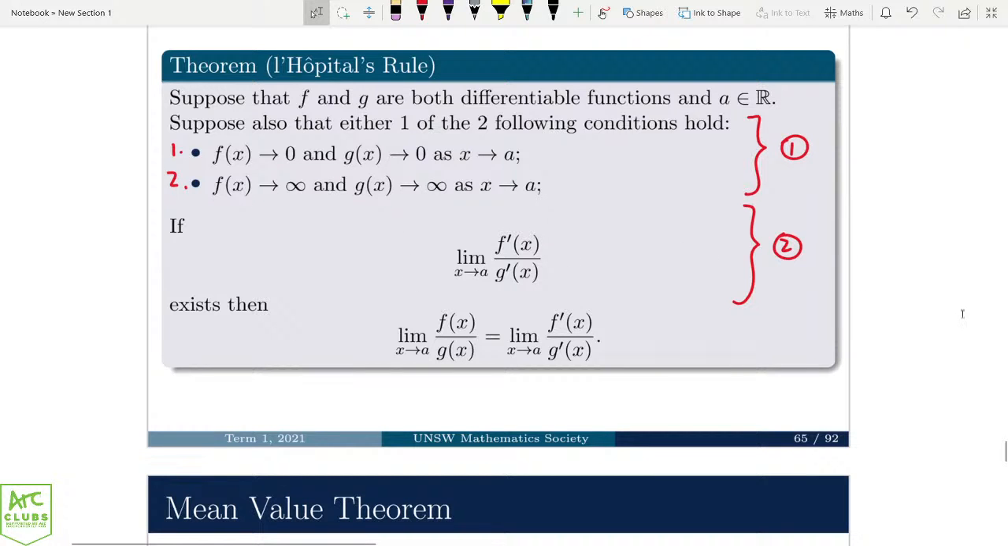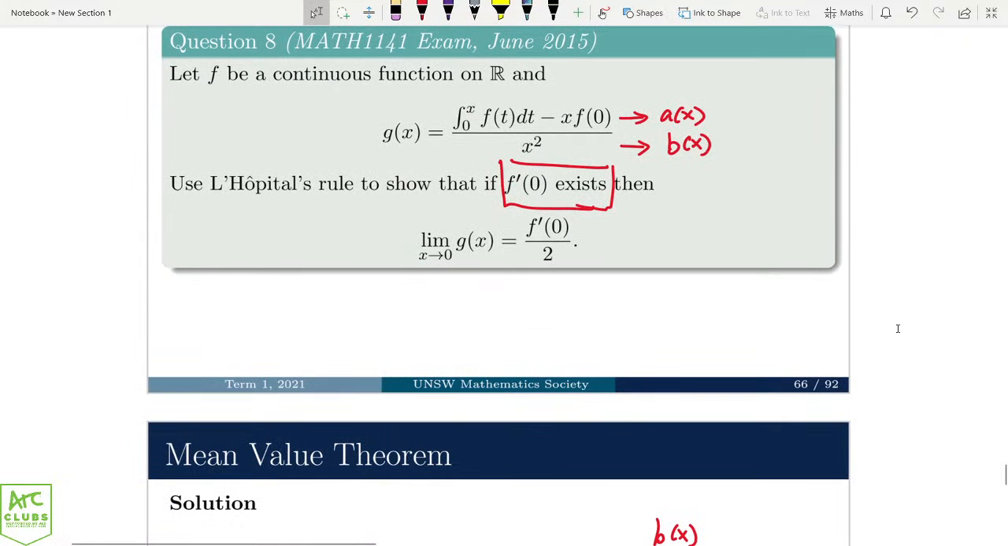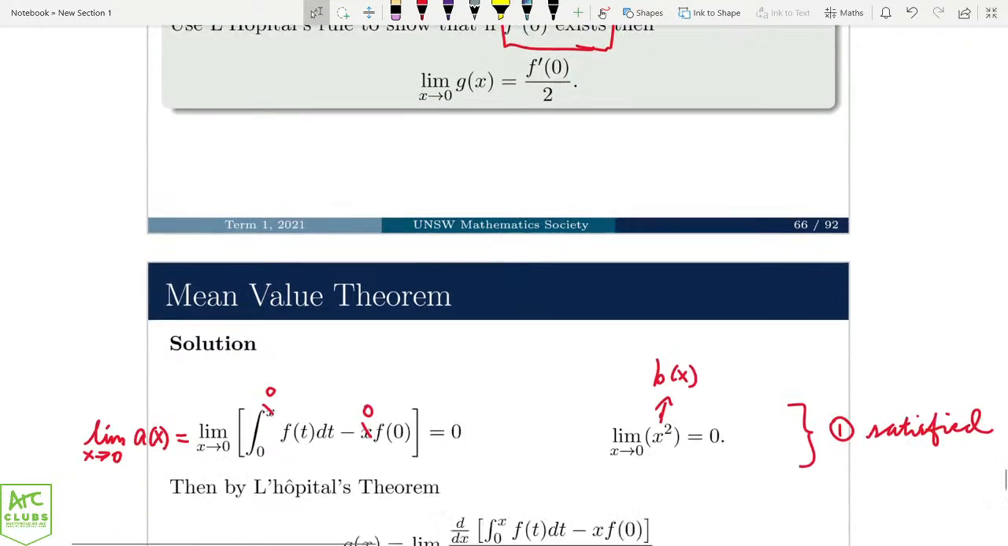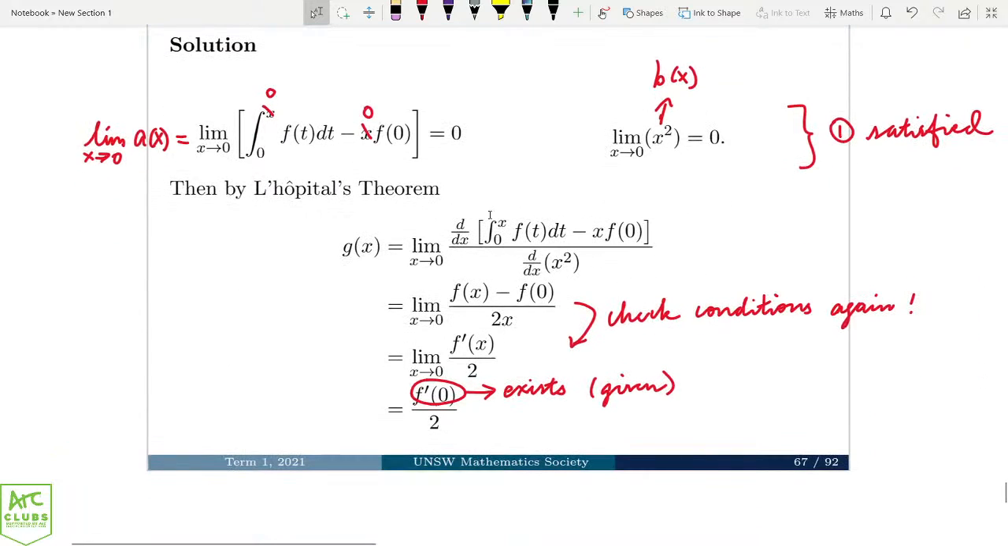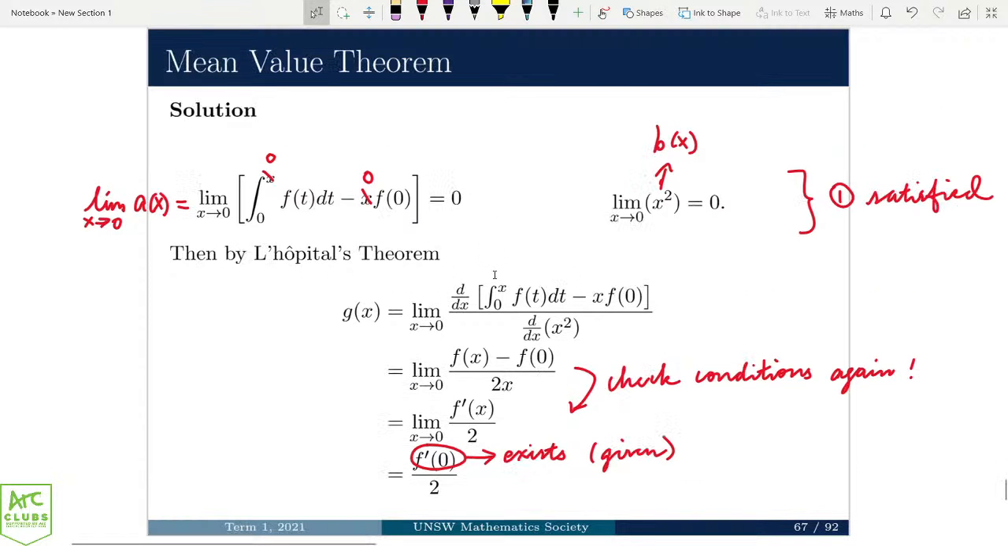But the special thing about this particular question is that you can't actually conclude right now whether this limit here exists or not. But you'll see later on why we can conclude that condition 2 has also been satisfied in this question. So here we're just applying L'Hopital's rule by taking the derivative of both our a(x) and our b(x).